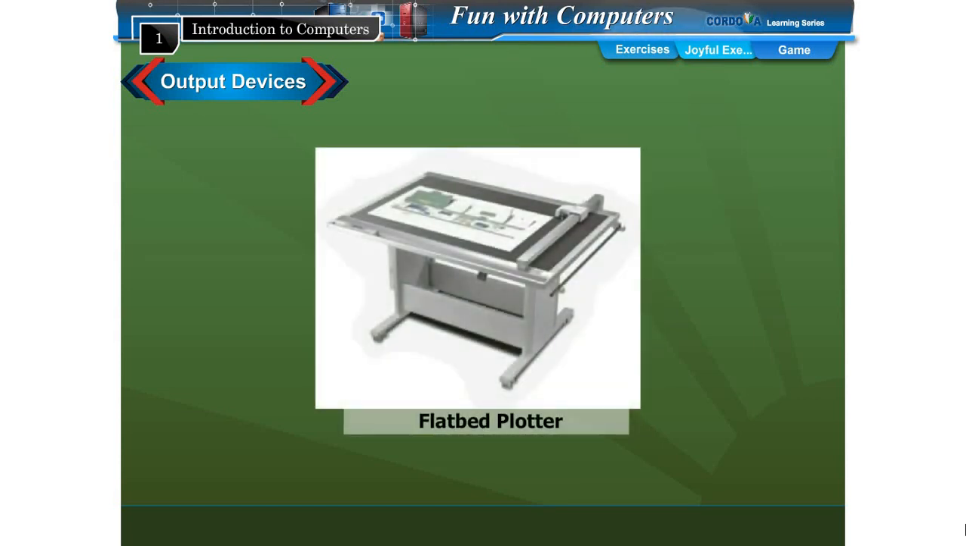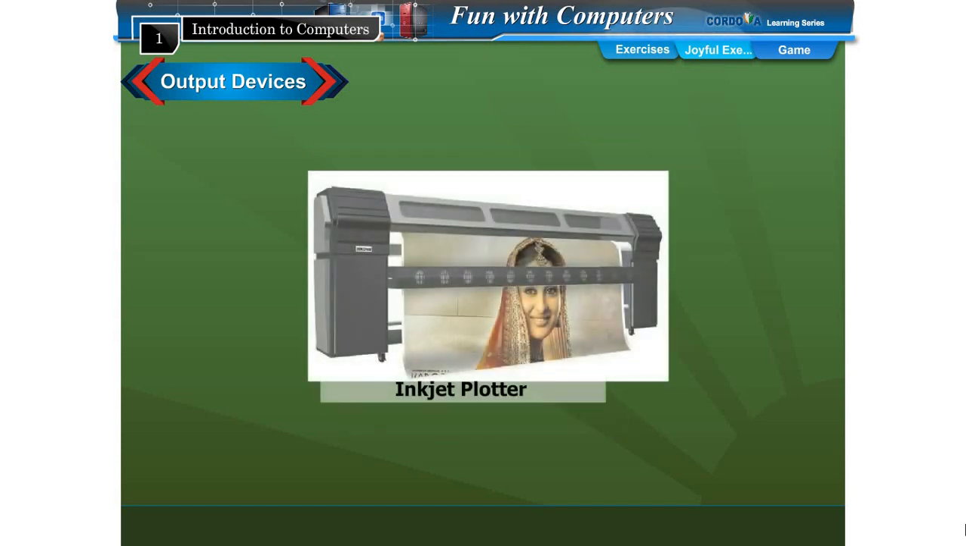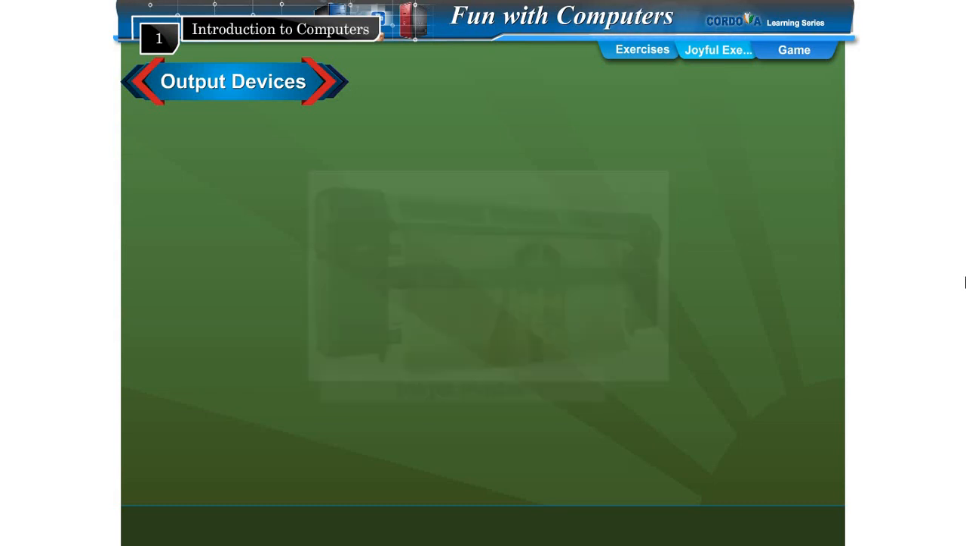Flatbed plotter. This plotter plots on paper that is spread and fixed over a rectangular flatbed table. It is used in the design of cars, ships, aircraft, buildings, highways, etc. Inkjet plotter. This plotter creates an image by spraying small droplets of ink onto a piece of paper. It is used in designing banners, billboards, and road signs.